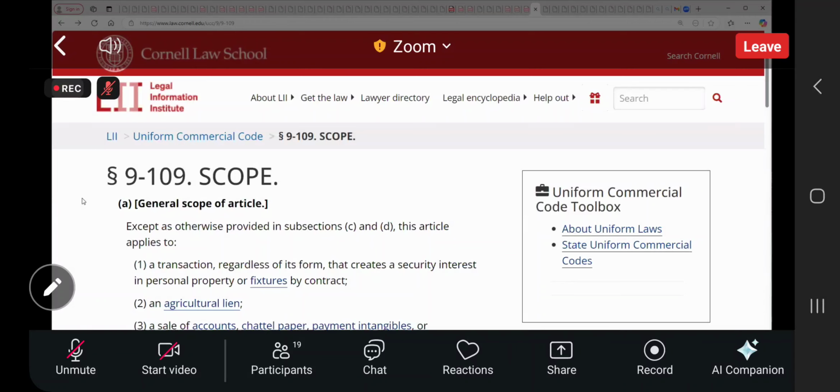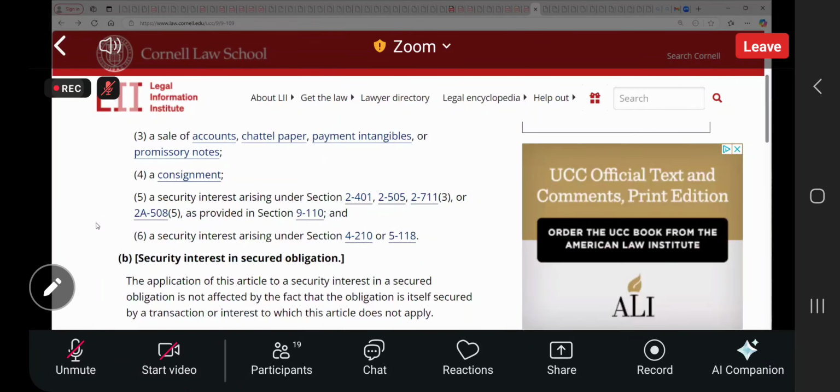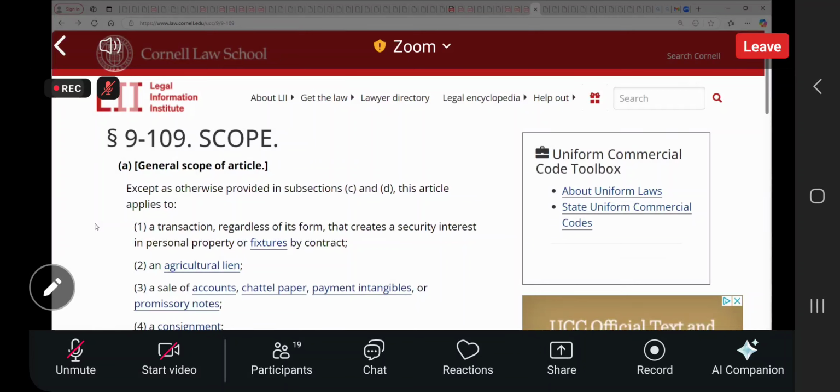you want to know the best way to approach this process. You want to know what to do and what not to do. Now, this is Article 9. We're going to be dealing with secured transactions because I want you guys to get familiar with this.